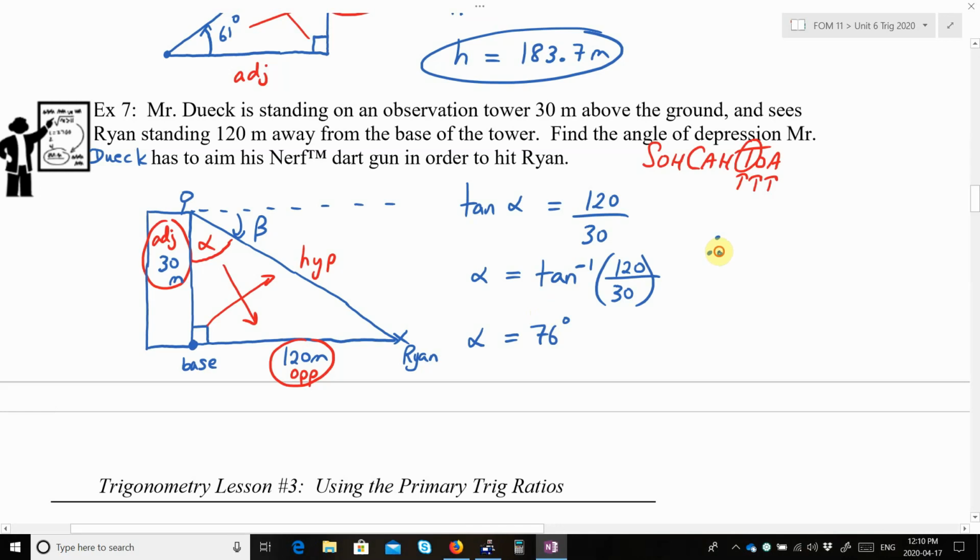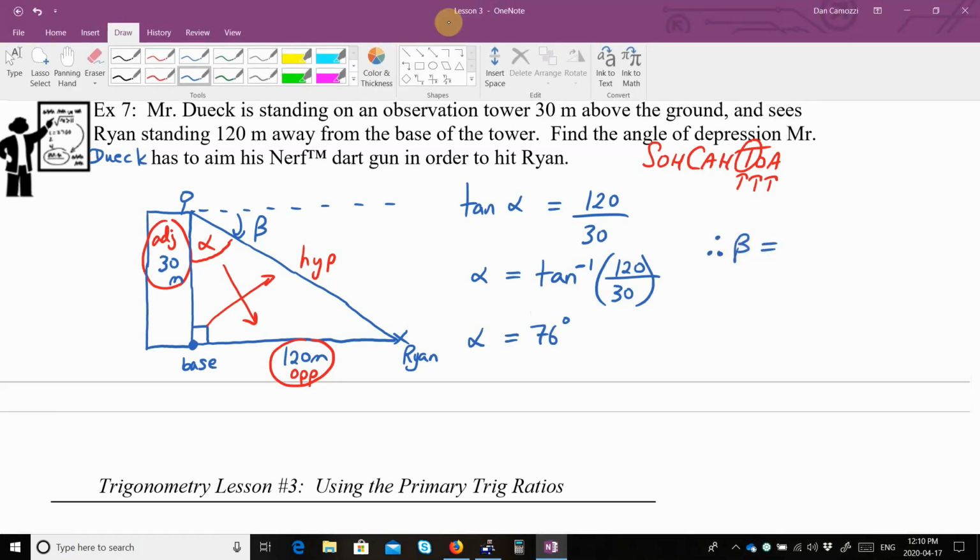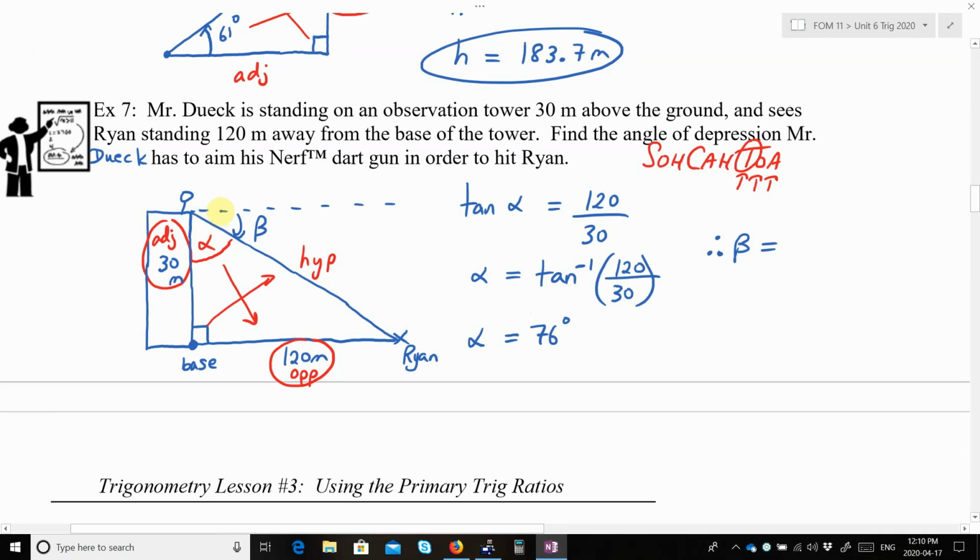And we will say, therefore, angle beta is equal to, here's how we're going to get angle beta. Notice, guys, that from Mr. Dewick's straight line of sight, that dotted line to the tower, that's a 90-degree angle. Okay, and so alpha plus beta equals 90 degrees. So beta is going to be 90 degrees minus the 76. And our angle beta that we're interested in, Mr. Dewick's angle of depression, is 14 degrees.